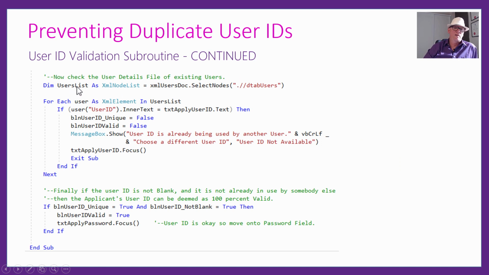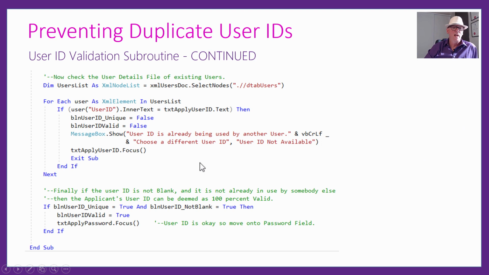So for the user's doc, for the user details that we made in memory, we're just pulling out a node list of all the fields for all of the people that are already registered on the system in userdetails.xml. And checking out the user IDs there to make sure that the one that's on the form isn't someone who's already a registered person.